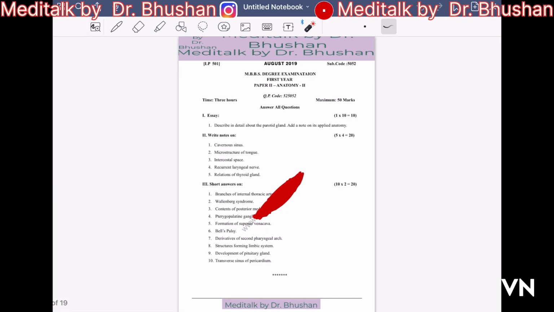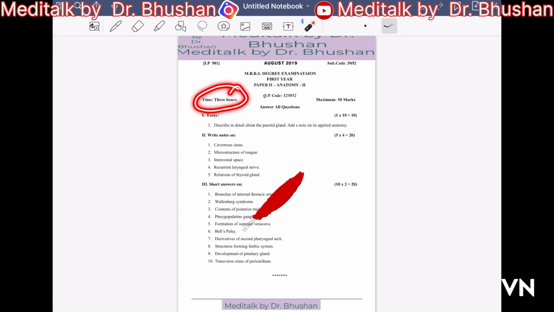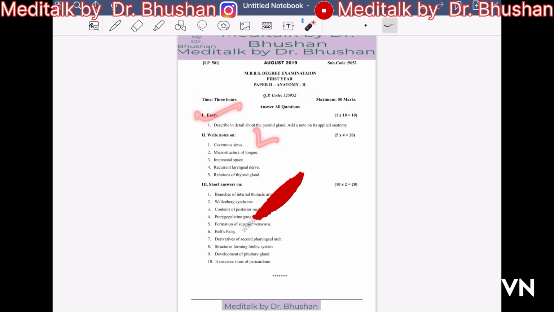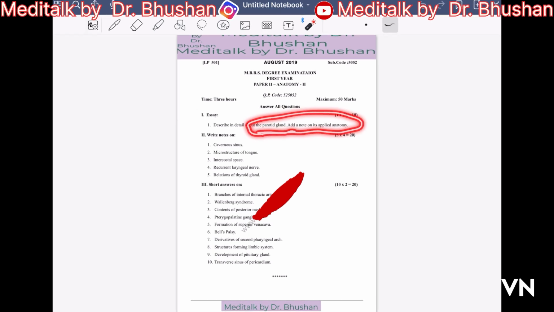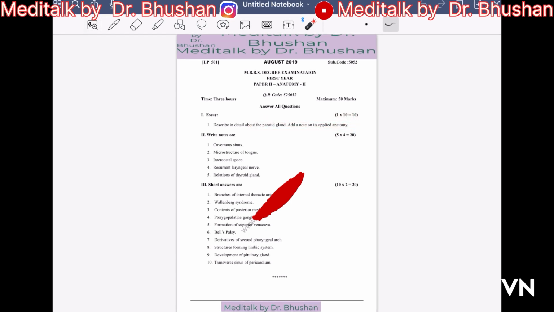Next is paper 2. This is also August 2019. Paper 2 anatomy 2. This is also for 3 hours, maximum 50 marks. First essay question, LAQ: describe the detail about the parotid gland. It's a long question. Always it comes for the long question. Parotid gland, add a note on its applied anatomy.